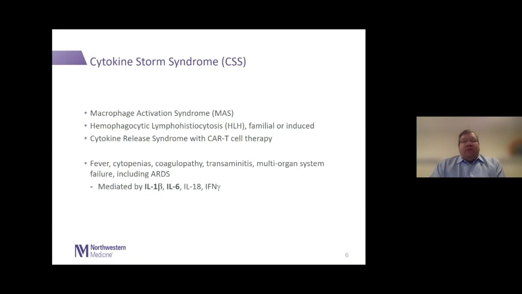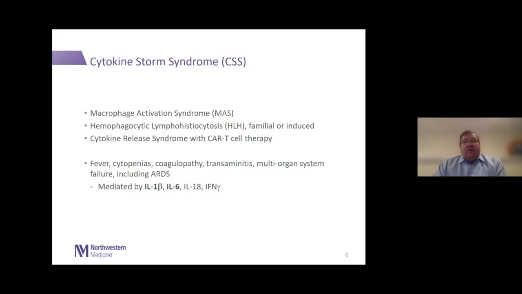What I've laid out in this slide is a group of syndromes that share a lot of similar features. Macrophage activation syndrome is a rare, although not terribly rare, concept that we've known for a long time in rheumatology in our patients with juvenile inflammatory arthritis, and more recently have begun to recognize in patients with Still's disease, adult onset Still's disease, even some lupus patients and other patients with connective tissue disease. Hemophagocytic lymphohistiocytosis, or HLH, is either a familial or often induced disease by either malignancy or infection.